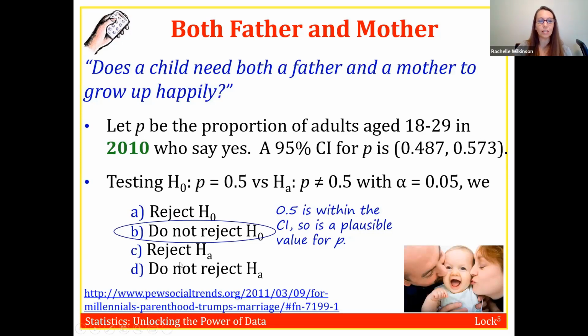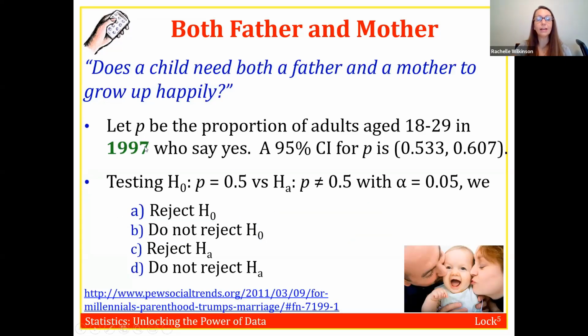And I threw these extra answers on here just to try to trip people up about the alternative, but I wasn't able to trick anybody. We don't reject or fail to reject the alternative. We only reject or fail to reject the null. So those are just bogus answers. Since 0.5 is in the confidence interval, it's a plausible value, so we would fail to reject.